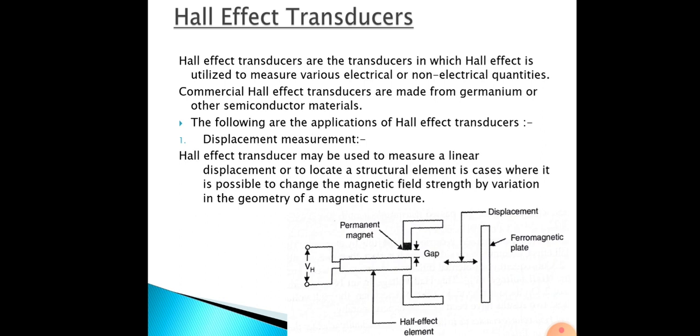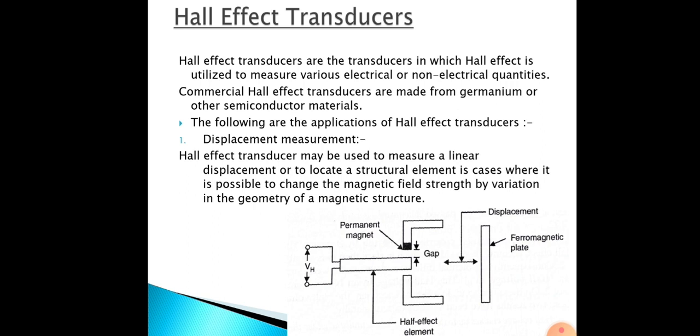You can see over there the diagram of a Hall effect transducer. The Hall effect element will be located in the gap of the magnet, the permanent magnet. Two permanent magnets are there, and in between that gap the Hall effect element will be there. Next, the ferromagnet plate is there. When that ferromagnet plate changes its position, the voltage output of the Hall effect element will be changing.